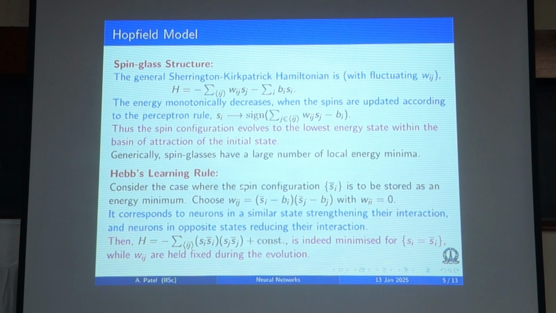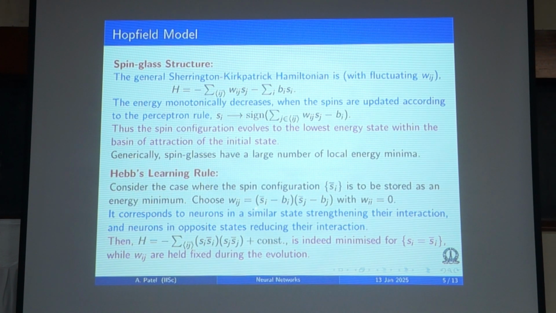And this is a simple rule which Hebb put forward, that similar states of the synapses will make that synapse stronger, and if it is inhibitory, then it will make it go in the opposite direction. And that is good enough. So now I will write this Hamiltonian with this Wij.